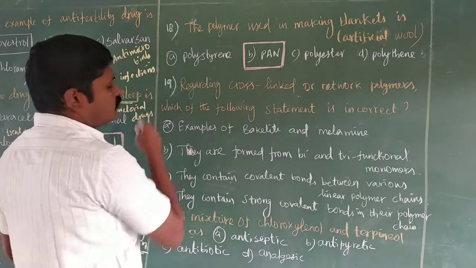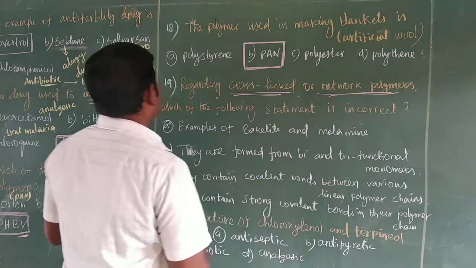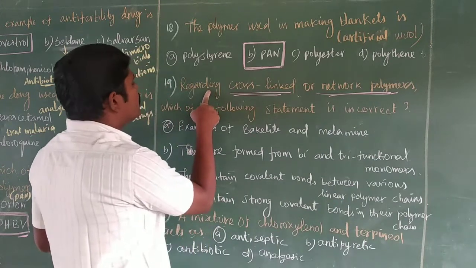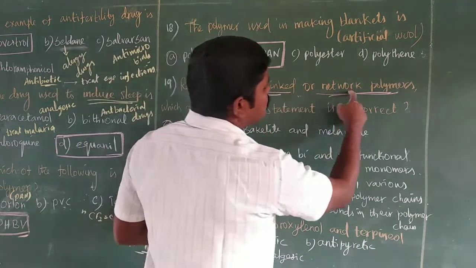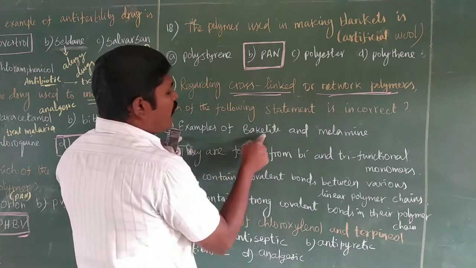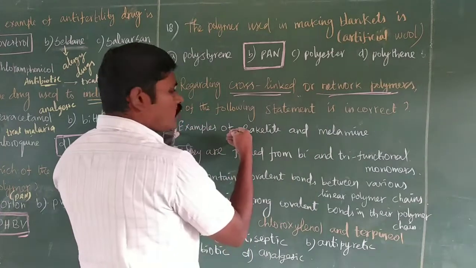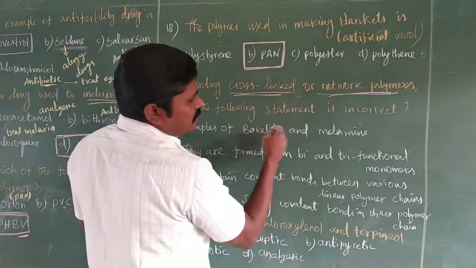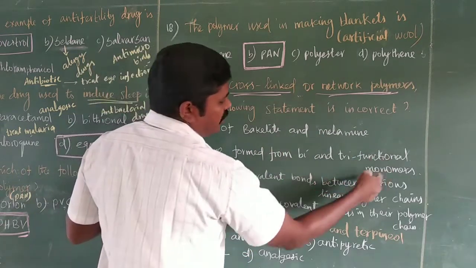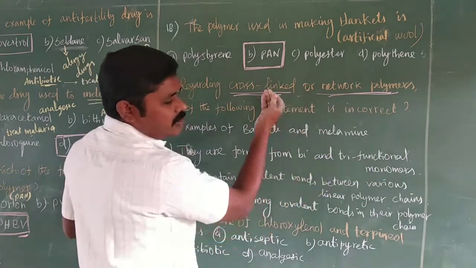Alright. So the 19th one. Regarding cross-linked or network polymers, which of the following statements is incorrect? The example of bakelite and melamine is a cross-linked or network polymer. So, correct. We are looking for the incorrect, not the correct. They are formed from bi- and tri-functional monomers. A cross-linked or network polymer is formed from bi- and tri-functional monomers.